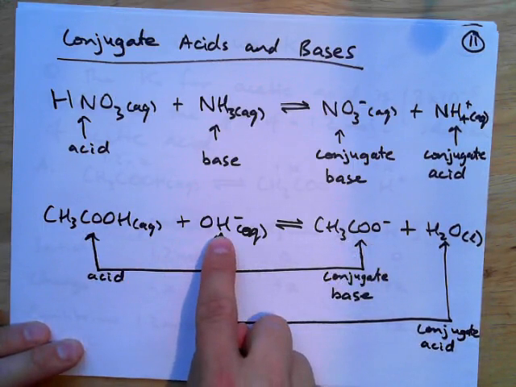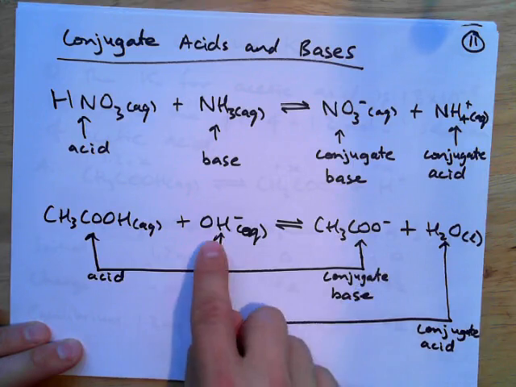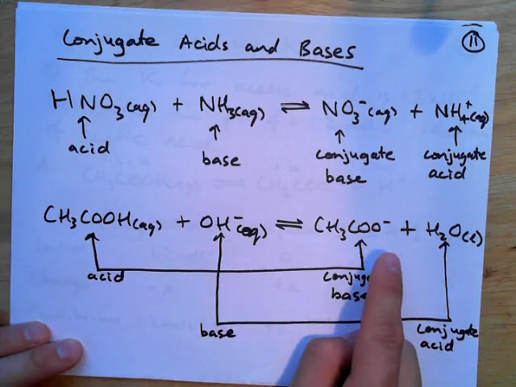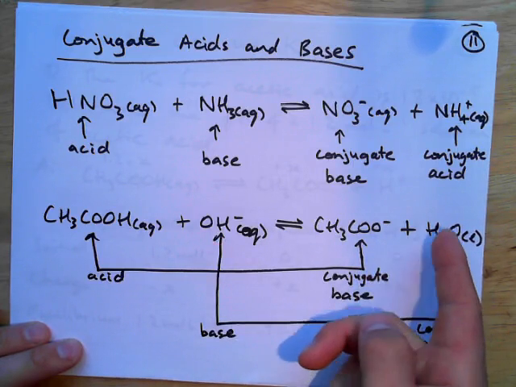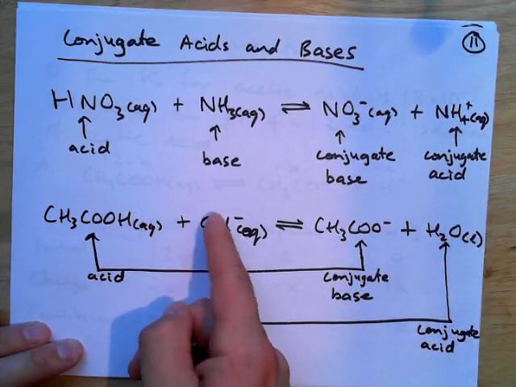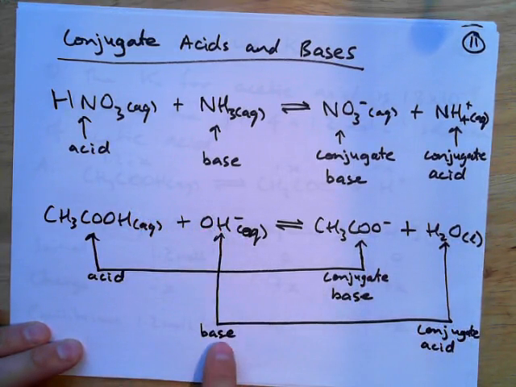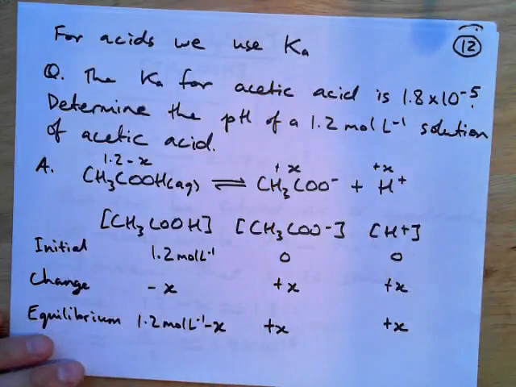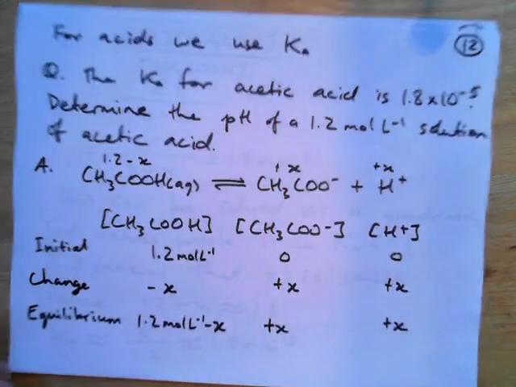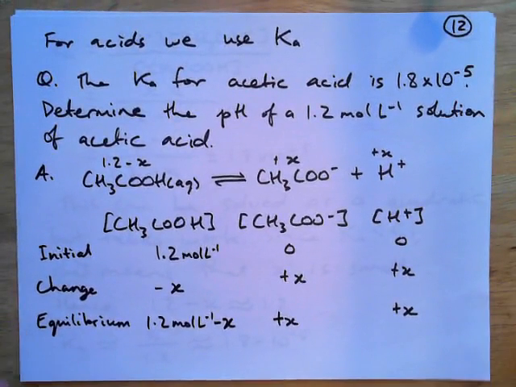The hydroxide here is the base because as it goes across, it's going to accept a proton. But then the water is actually the acid because when it comes back it's going to donate that proton, so it gets back to OH minus. So again we have the base, conjugate acid, acid, conjugate base. So with equilibrium constants for acids we call them Kas. A for acid. So the Ka for acetic acid is 1.8 by 10 to the minus 5.